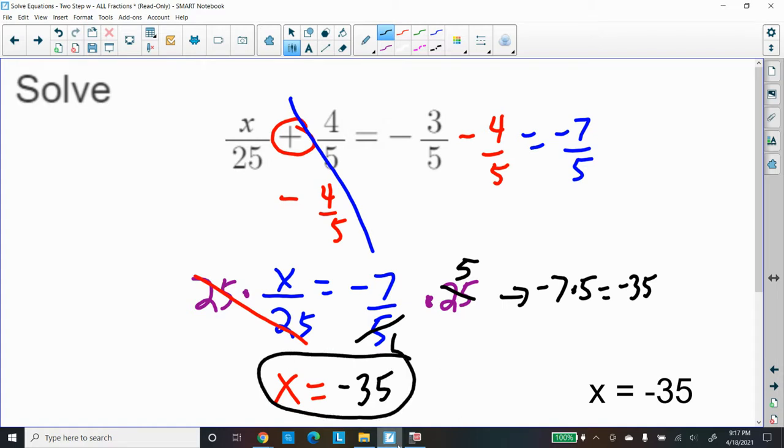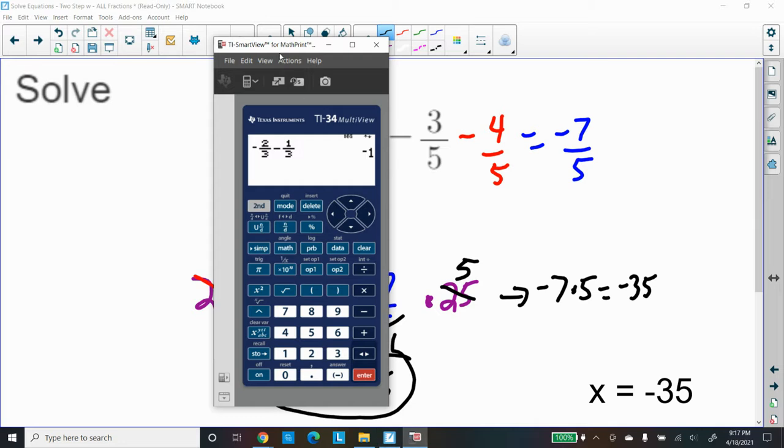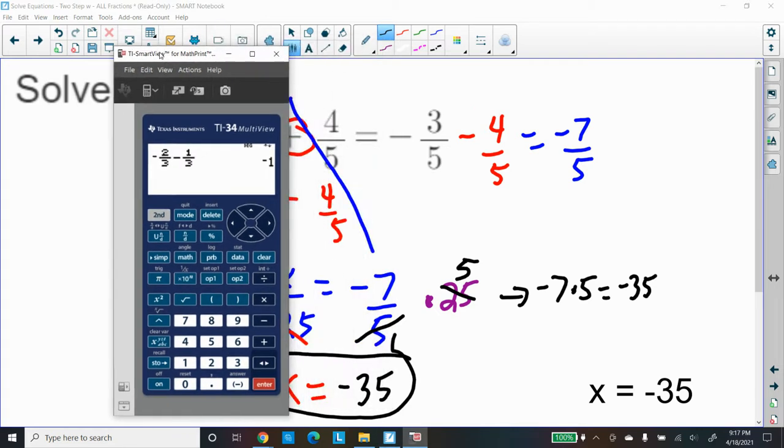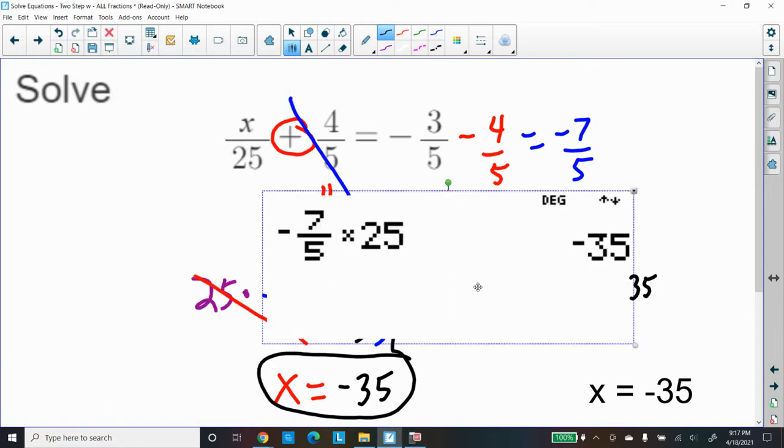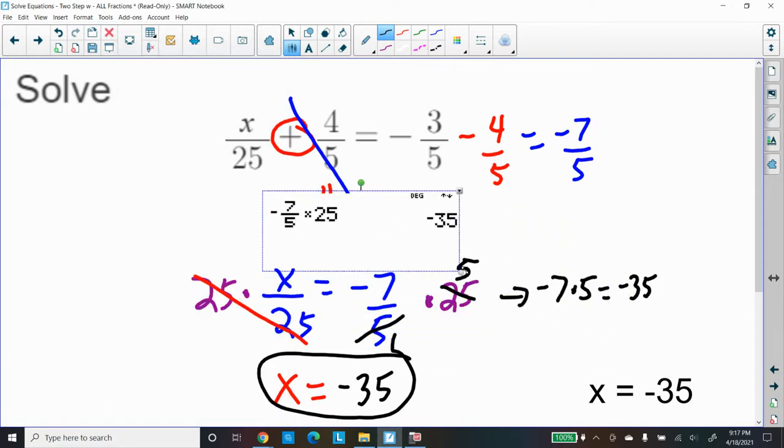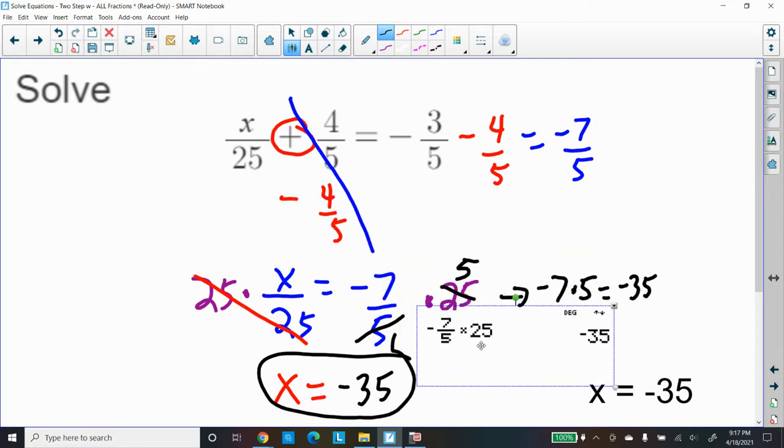Or you could have just got your calculator up. Let's clear that. -7/5 times the denominator of 25, and there you go. So you don't have to believe me, use your calculator. So there's the problem.